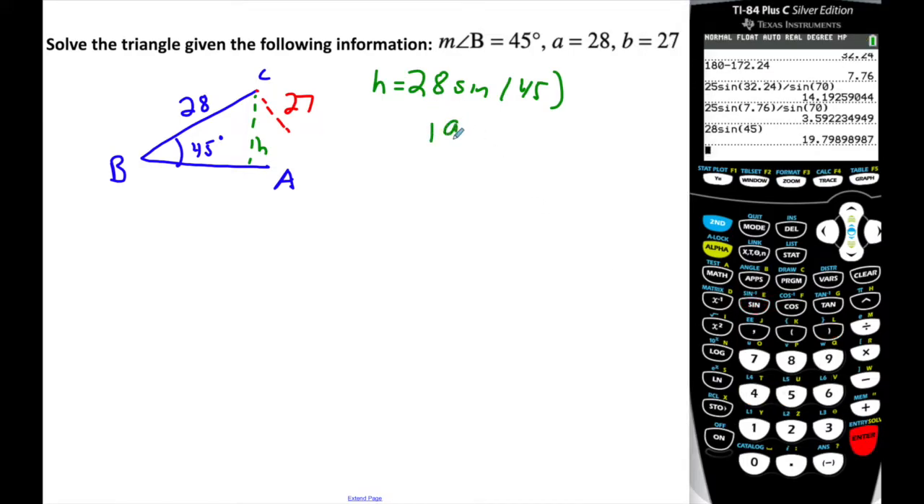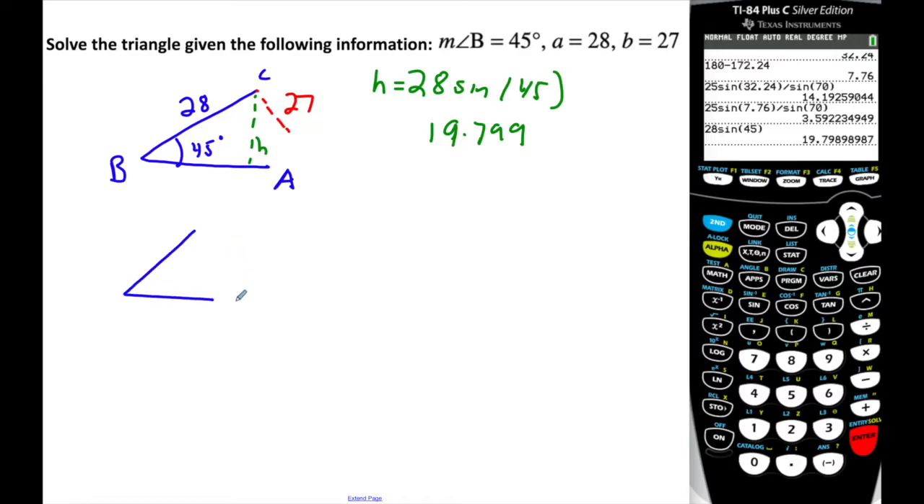And we've got a 19.799. Doesn't really matter. The point is, it's definitely less than A, or rather, in this case, B. So therefore, we're going to have a couple possible situations here.